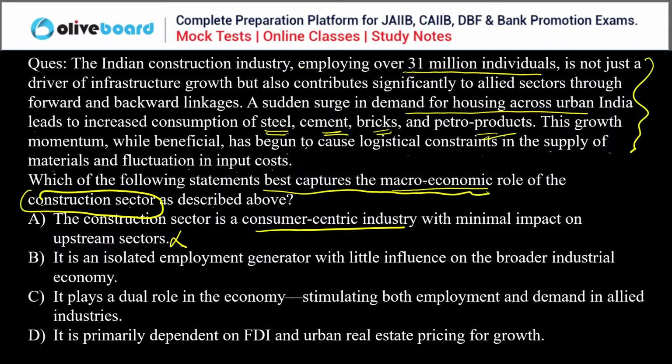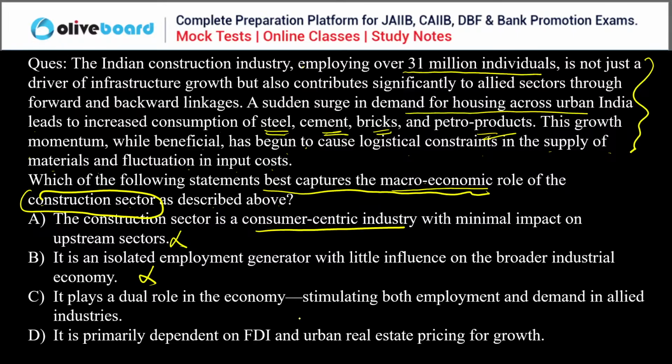Second, it is an isolated employment generator with little influence on the broader industrial economy. If you are saying that it is isolated, it is not isolated. Yes, it generates employment, that is true, but it is not isolated. It has its forward and backward linkage. It affects logistics, mining, manufacturing, and other sectors, right? So yes, B is also wrong.